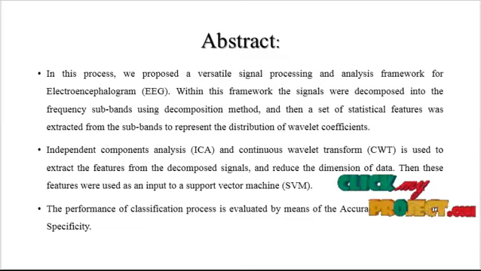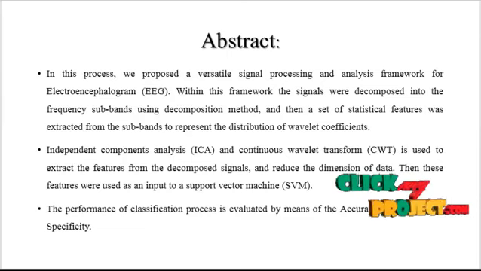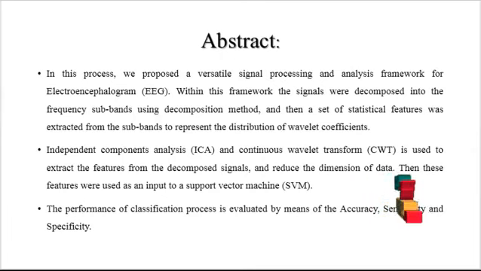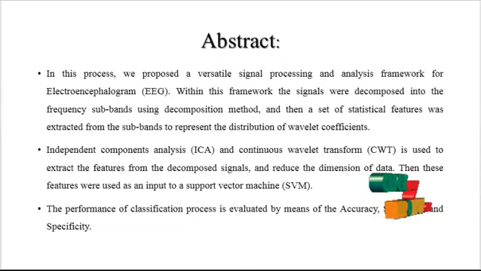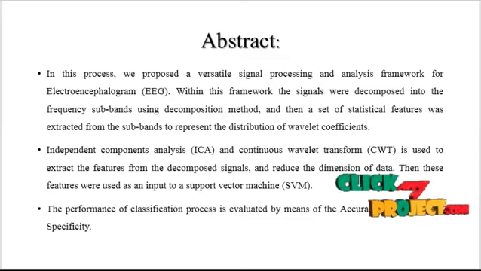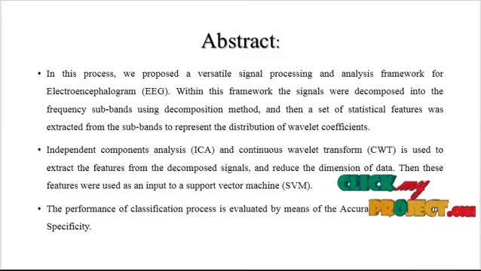In this process, we propose a versatile signal processing and analysis framework for EEG signals. Within this framework, the signals were decomposed into frequency subbands such as alpha, beta, gamma, theta and delta using the decomposition methods, and then a set of statistical features was extracted from the subbands to represent the distribution of wavelet coefficients. After extracting the features, we use independent component analysis and continuous wavelet transform, that is the ICA and CWT, to extract the features from the decomposed signals.